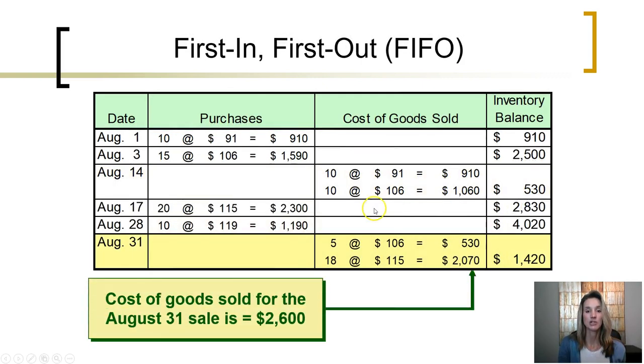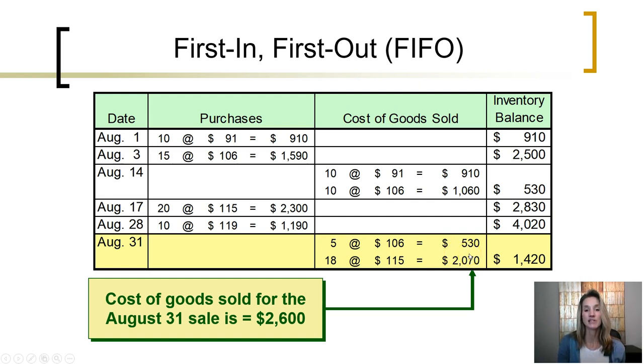After that sale, 2 more purchases were made. We had 5 at $106. We then added 20 at $115. And we added 10 at $119, bringing our total inventory available for sale up to $4,020. When we made that sale on August 31st, we are going to assume that 5 under the FIFO method were first in, first out, and they were sold at a cost of $530.